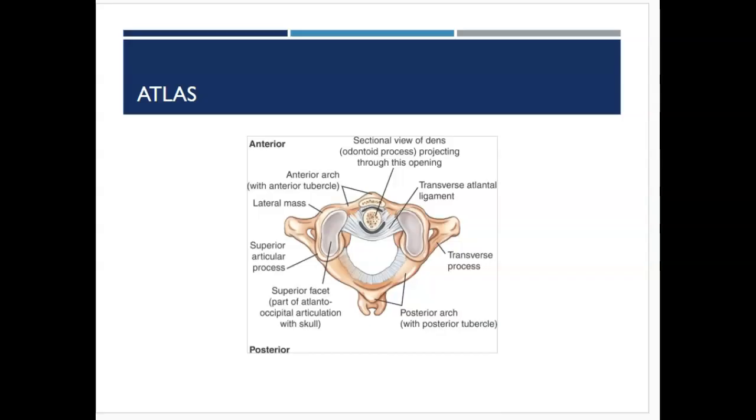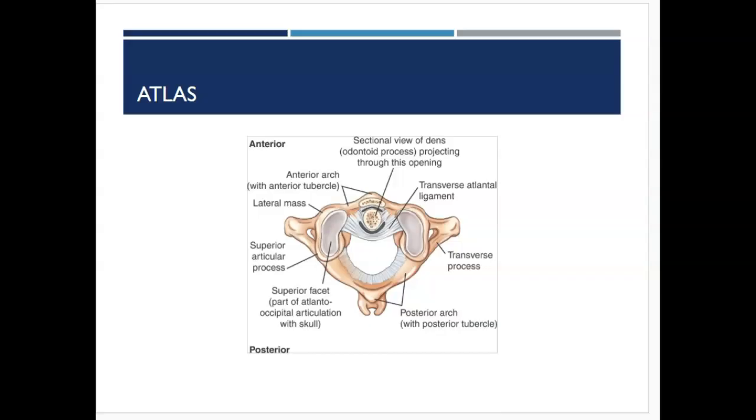The anterior portion of the ring receives the dens or the odontoid of the axis. The posterior portion transmits the spinal cord. The transverse processes, they're longer than other cervical vertebrae. They do project laterally, as you can see.